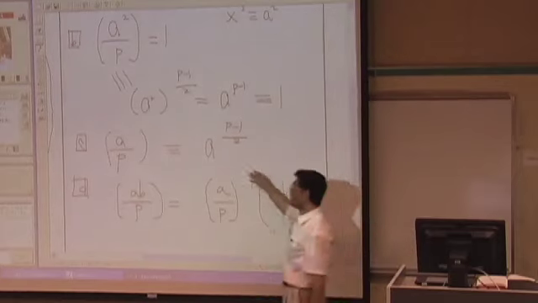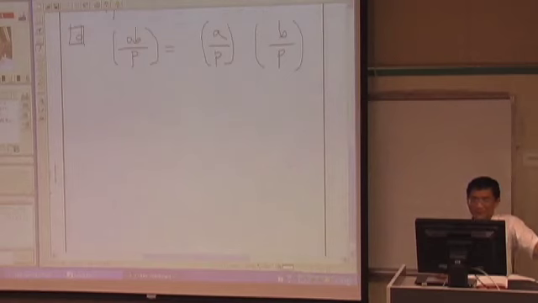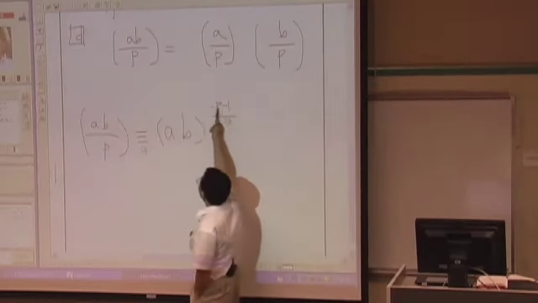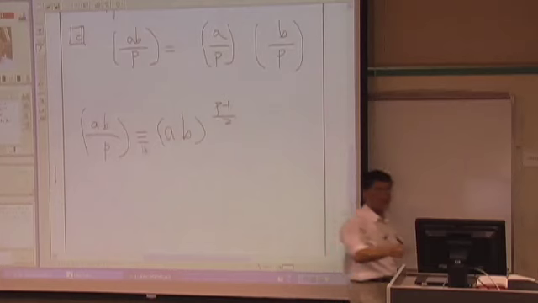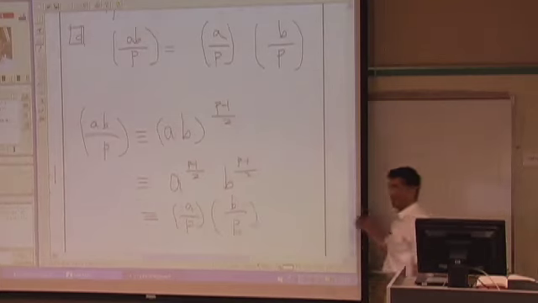Then how can you prove it? Use this property. So let's do it. (ab over p) equals, by the above property, this. Do you follow me or not? By the above property, this power splits. Then it is the same as saying this. And by property C, this is the same as a over p in Legendre symbol, times b over p in Legendre symbol. And done.